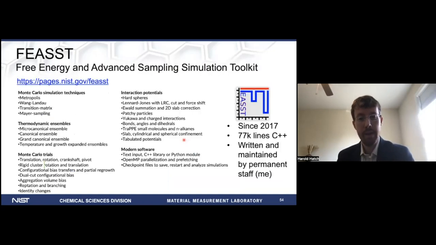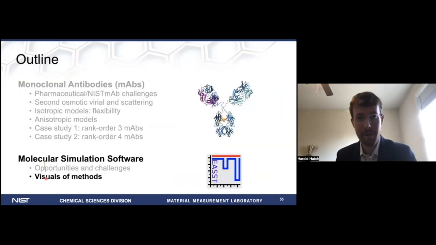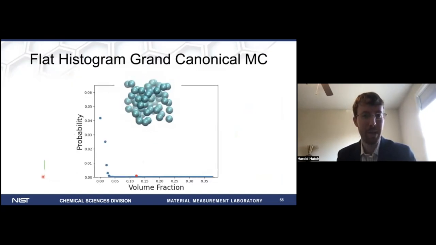So these are made available in the FEASST code that I've developed, and it has two S's because I wish it was as cool as LAMMPS. It has the anisotropic tabulated potentials that I talked about, as well as some of the cool configurational bias stuff. I'm not going to go through this whole list. I'll just show a few videos in the last couple minutes of the talk.